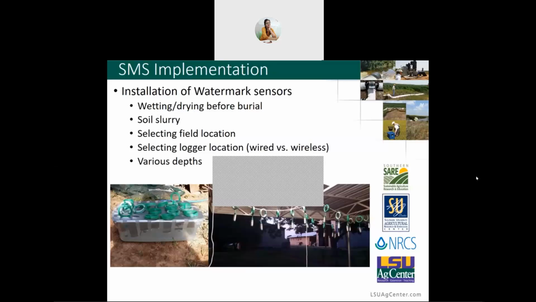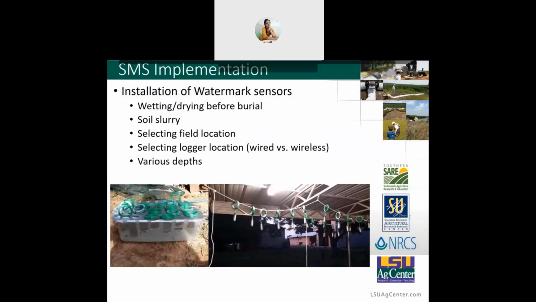So this is an example of how I did all of my sensors my first year when I went to install them. I created a grid on this Tupperware container and balanced the sensors in some water so that they would soak. And then I hung them for a couple days on my back patio so that they could air dry as much as possible before I installed them.